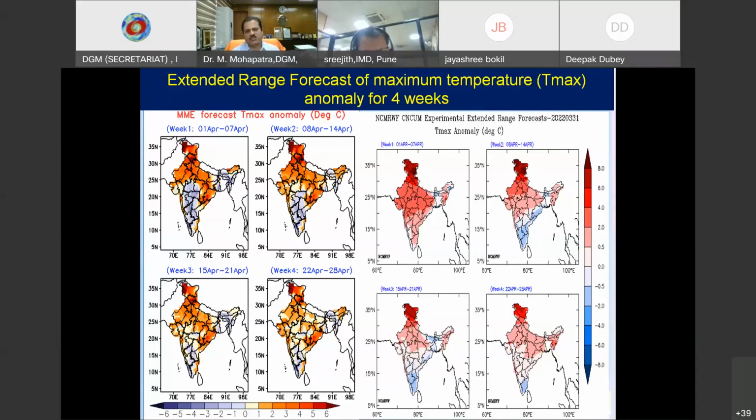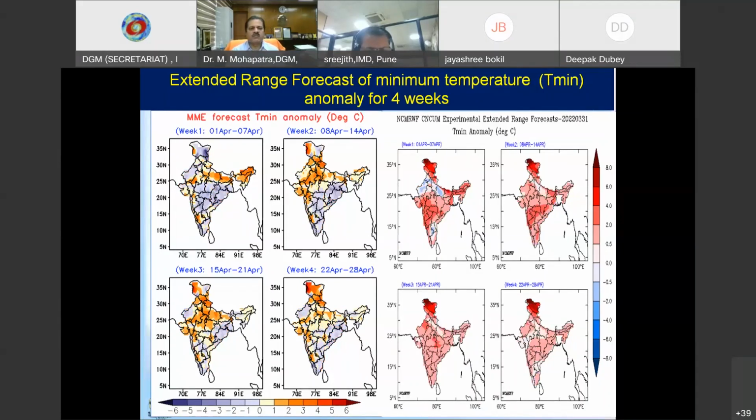The second week is 8 to 14 April. Third week is 15 to 21 April. And fourth week is 22 to 28 April. But I just want to mention that this extended range forecast has a good accuracy of 2 weeks only, even though we are providing forecast for 4 weeks.